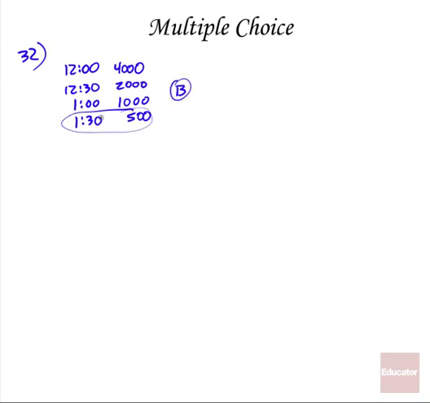So I would say that at noon, we had 4,000 counts per minute. At 12:30, we had half of that, 2,000, which means at 1, you must have had 1,000. And then at 1:30, you probably had 500. And it asks you what the decay rate is at 1:30, so the answer there must be B, 500 counts per minute.